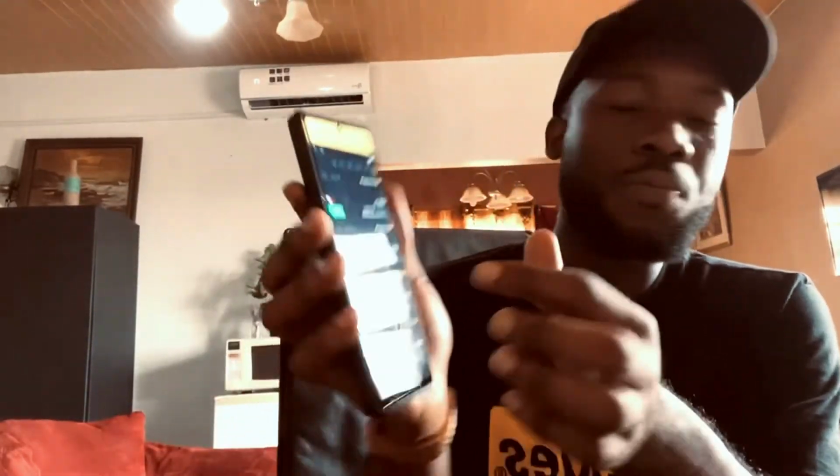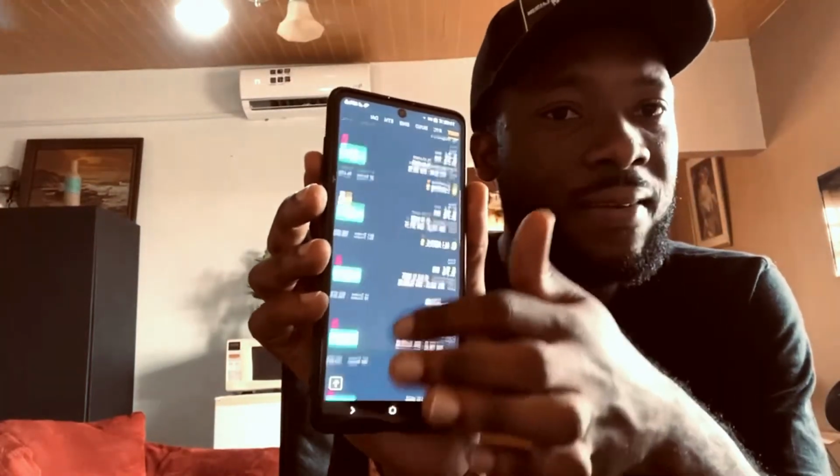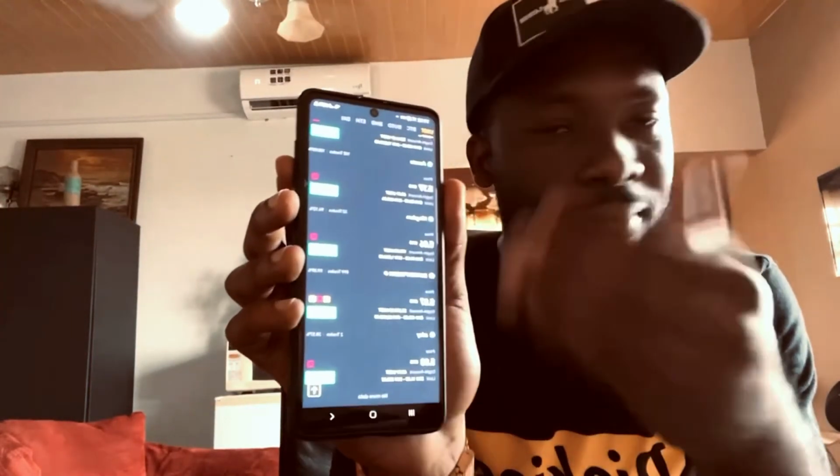How do you buy these coins? You go to home. Normally, I personally like P2P. P2P trading is the best. P2P is peer-to-peer. So peer-to-peer, you come here, all these people are selling and buying coins.